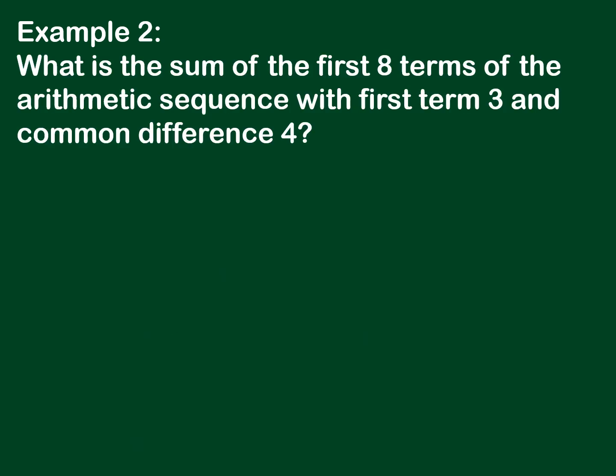For example number 2, what is the sum of the first 8 terms of the arithmetic sequence with first term 3 and common difference 4? Step 1, we're going to determine the value of a sub 1. So a sub 1 is 3. The first term is 3. Next, the value of n is 8. So since we were asked to determine the sum of the first 8 terms, the value of n is 8. Next, for the value of d, this is the common difference, which is 4.